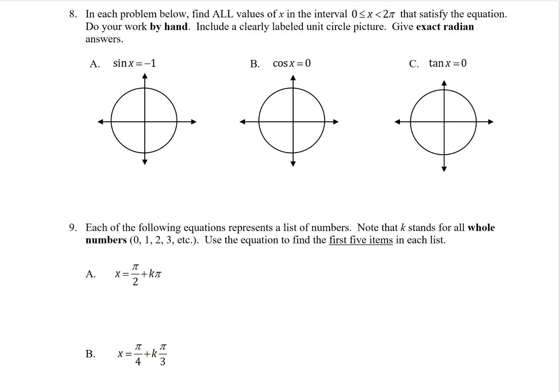Problem number 8, we want to find all values of x between 0 and 2 pi that satisfy the equation. We're giving exact radian answers. So part A, sine x equals -1.